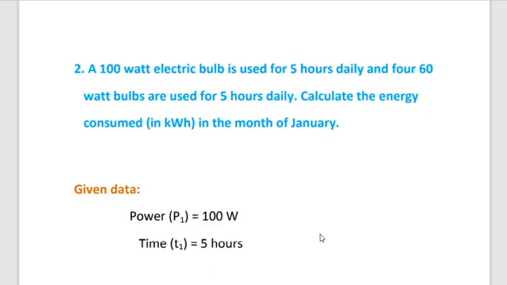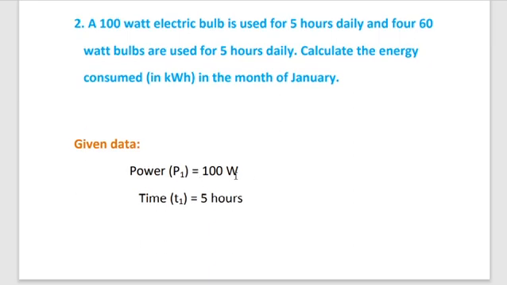Okay, so the given data: power P1 is given. Here a 100 watt electric bulb, the first object, is used for 5 hours daily. Then in the other case, 4 60-watt bulbs, 4 bulbs at the same 60 watt, are also used for 5 hours. So we calculate the energy consumed.